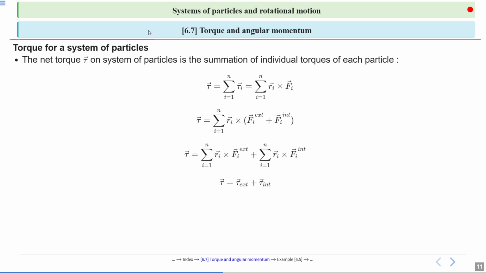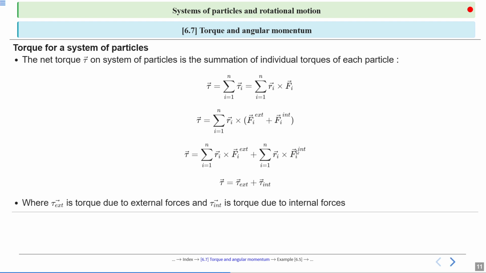Now taking the product, it will be summation i equal to 1 to n of Ri cross Fi external, the torque due to the external force, and summation i equal to 1 to n of Ri cross Fi internal, the torque due to the internal force. So the total torque will be tau external plus tau internal, where tau external is the torque due to external forces and tau internal is the torque due to internal forces. Now we will see tau external and tau internal.